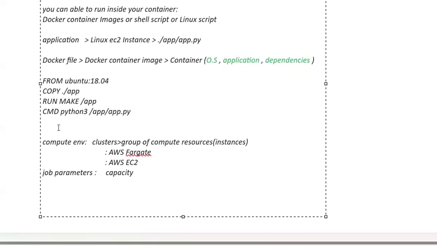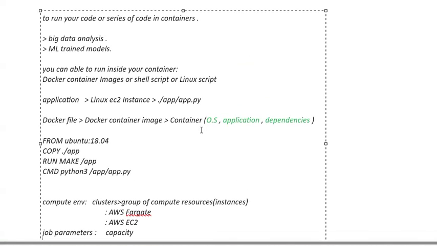Now what are the things you specified in Batch? You specified the compute environment, that is, where your container will run, and you specified how much quantity of CPUs or storage you want. Now, what application or what code do you run in the containers? You need to run the Docker image, right?